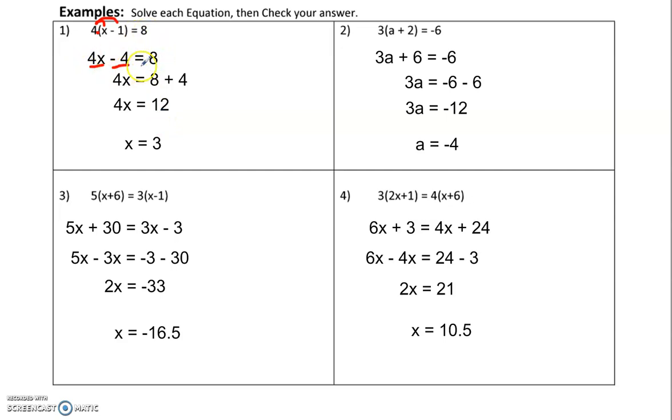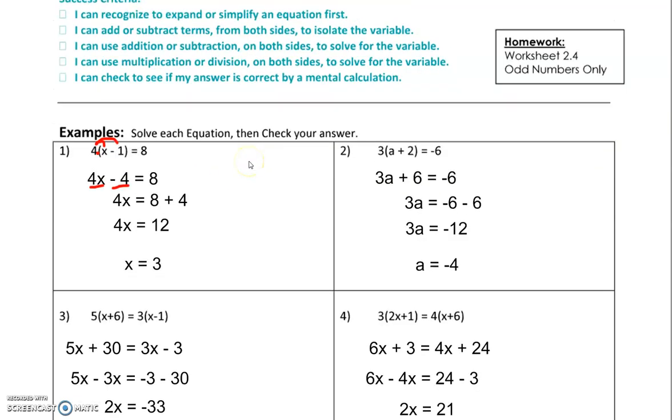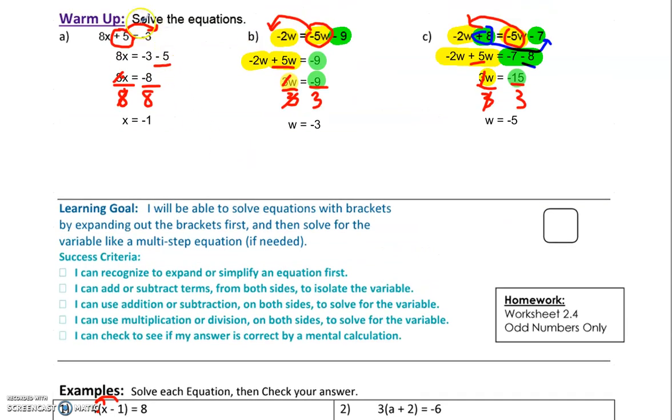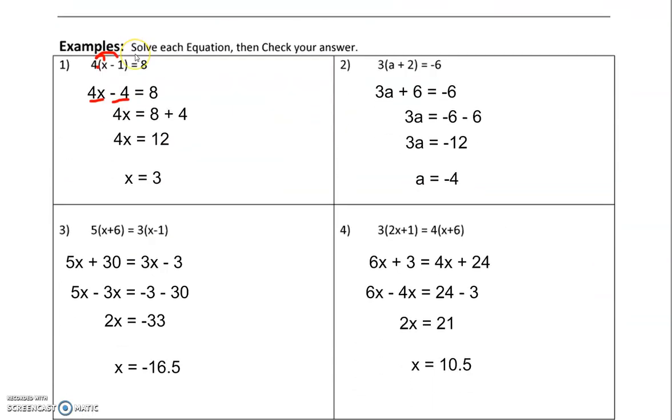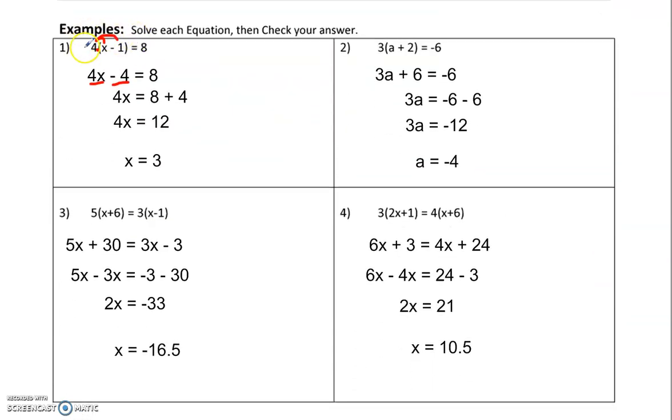And now this just becomes a question that we had done at the very beginning. See, it looks just like this type of question right here. Okay, so that's the only extra trick to having brackets when you're solving equations. You're just going to do the distributive property first.